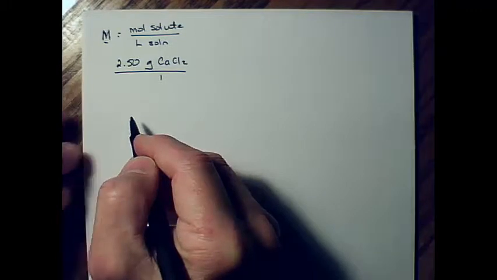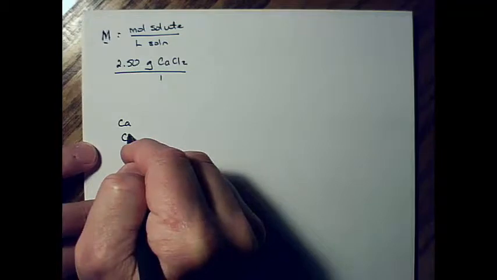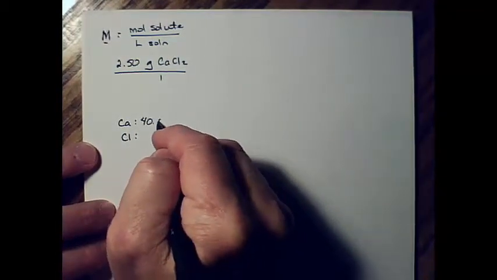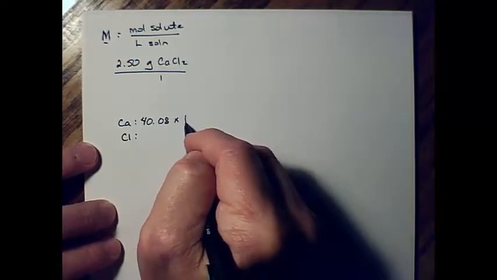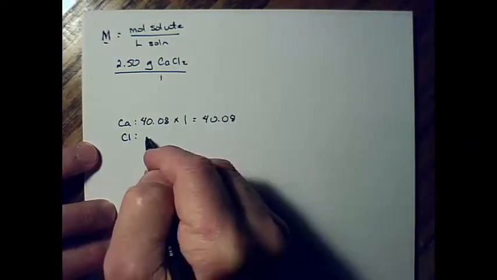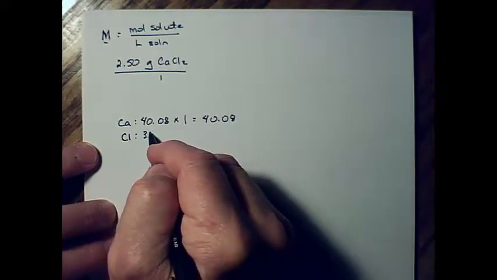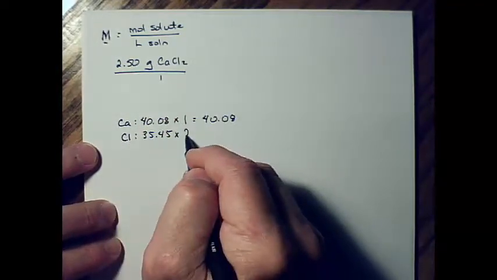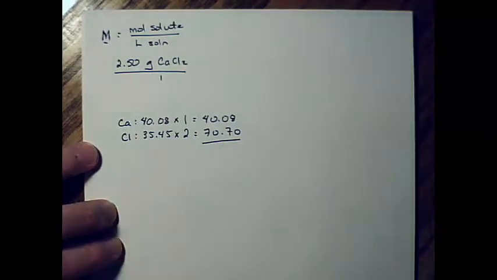So we've got to calculate the molar mass of calcium chloride. Calcium's atomic mass is 40.08 on the references we use in this class anyway, times 1 because there's only 1 in the formula. Chlorine's atomic mass on the periodic table we use in this class is 35.45, and there are 2 of them in the formula. And we're going to add those together.